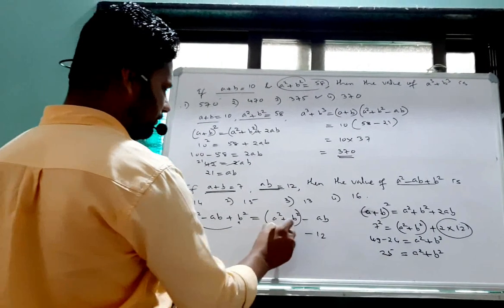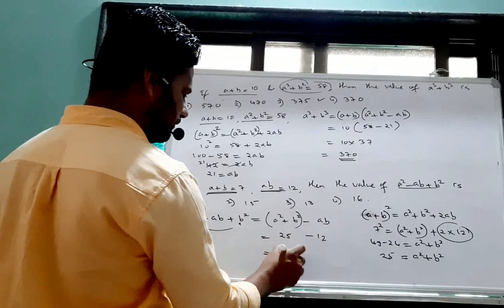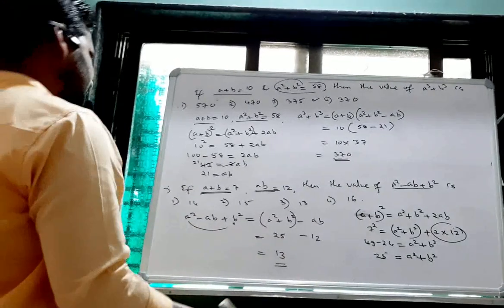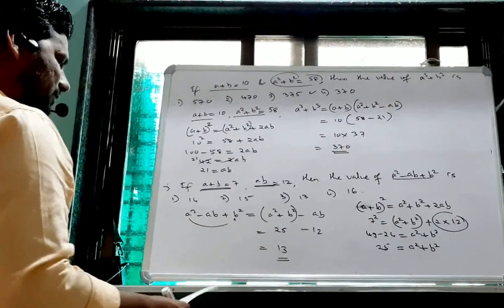So this is how much? 25. 25 minus 12 is 13. That is the value of a² − ab + b².